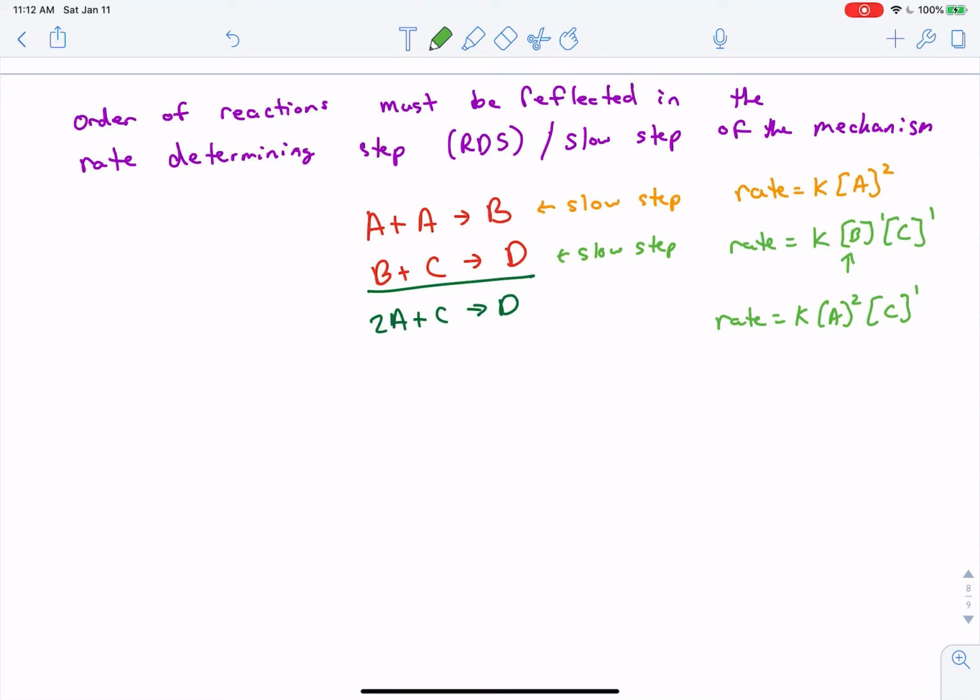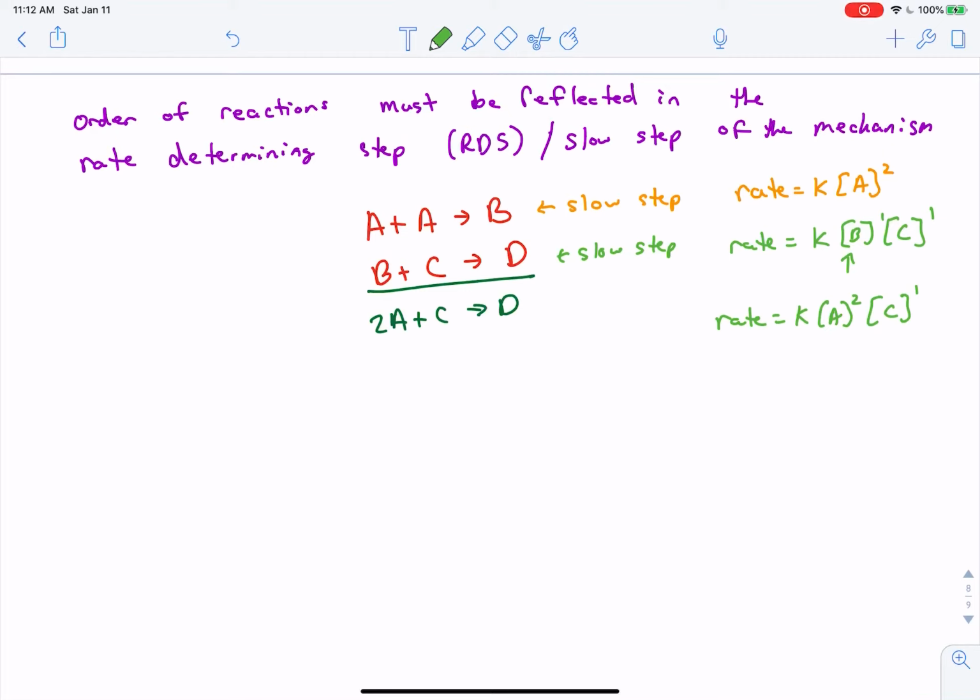Okay, yes, Chloe. So as long as they tell you which is the slow step, you don't need to go through any extra steps to find it. It's just the coefficient. Correct. So, like Chloe said, if you are given the mechanism and I tell you what the slow step is, you can figure out the rate law without doing any math.